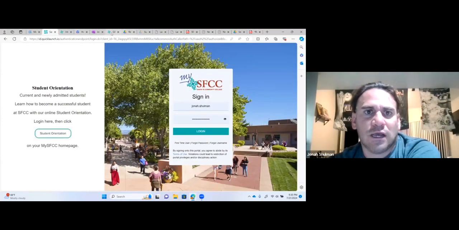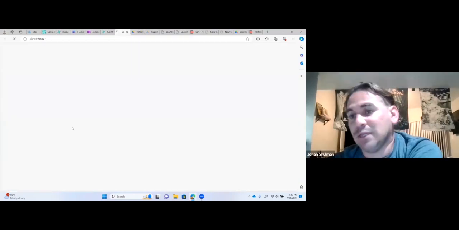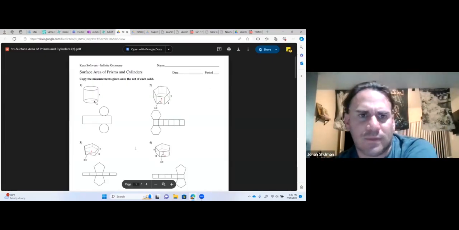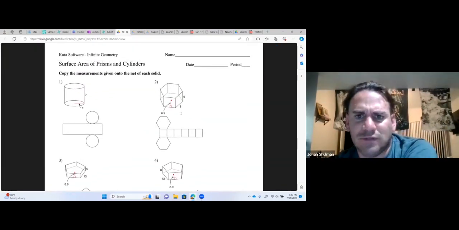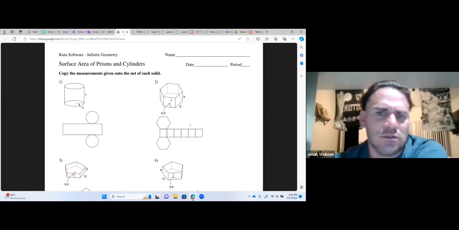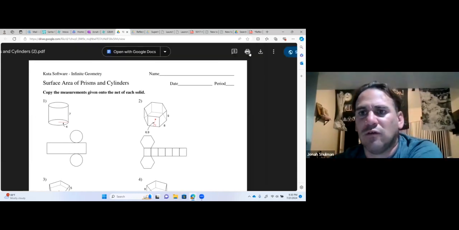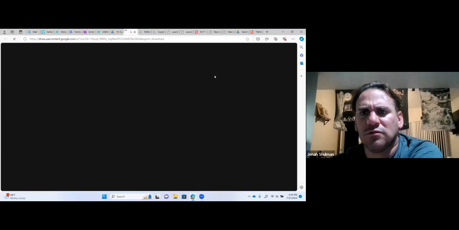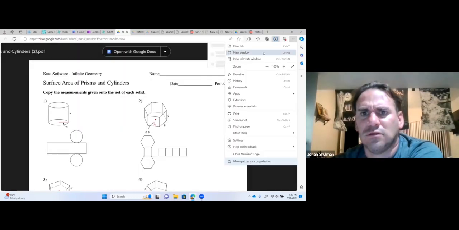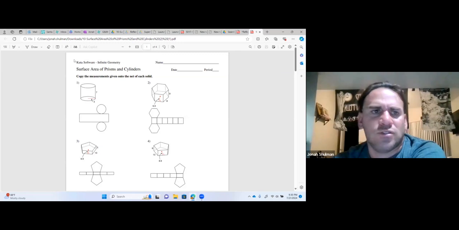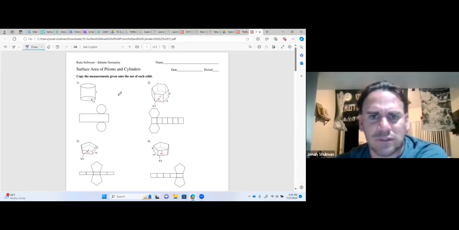So what are we doing now? We're doing some nets. So basically the nets of each solid, if I fold these up, we get the shape. So they just want us to do the measurements, but we're actually going to solve one of these just because we can. All right, let's do this.